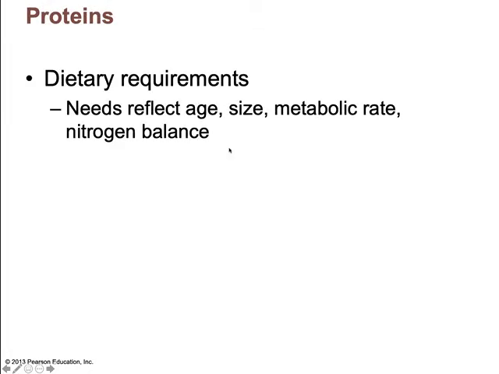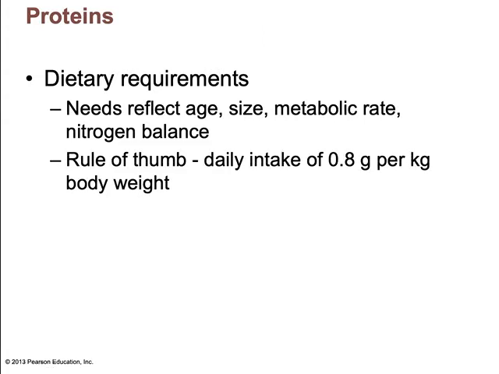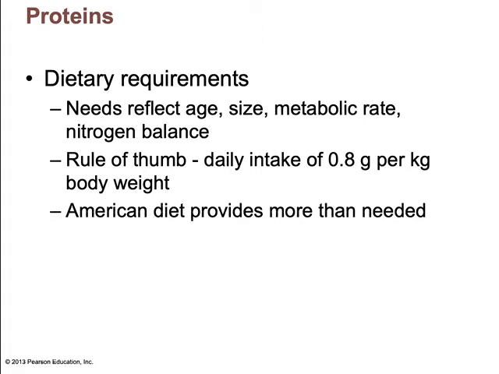Dietary requirements reflect our age, our metabolic rate, and our nitrogen balance. Rule of thumb is about a gram per kilogram of body weight. The American diet has way more than that, which is not a surprise.